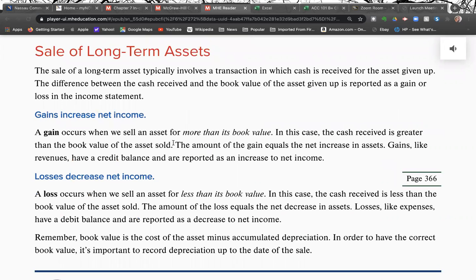So when you do a sale, the chances are you're going to either have a gain or a loss. How do you calculate gain or loss? You have to compare the cash that you received to the book value of the asset. What's the book value of the asset? It's the original cost minus accumulated depreciation. Compare that number to the cash. If the cash you received is greater than the book value, you have a gain, right? A gain occurs when we sell an asset for more than book value. A loss occurs when we sell the asset for less than book value.